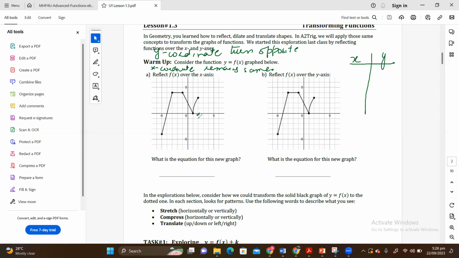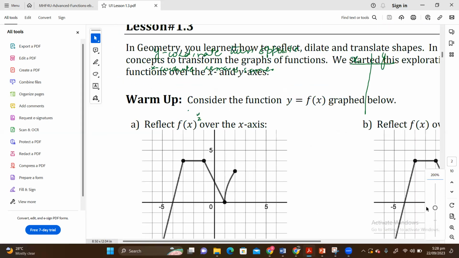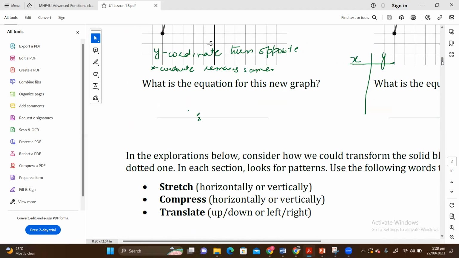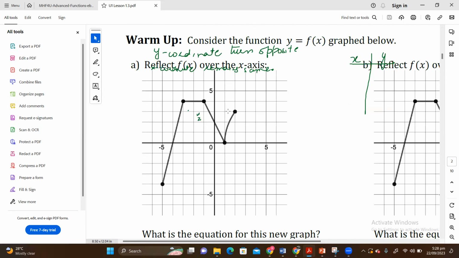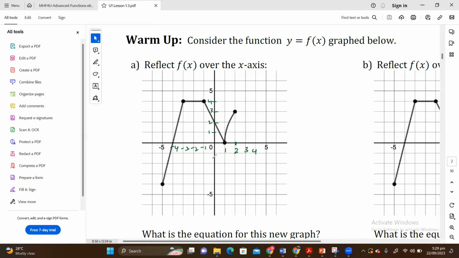The y coordinate turns opposite, the x coordinate remains the same. I'm just going to write the coordinates here, and this is important to understand. This is 1, 2, 3, 4, -1, -2, -3, -4, similarly on the other axis. So this point is 2 from the x-axis, 3 from the y-axis. This point is 1 from the x-axis, 0 from the y-axis.